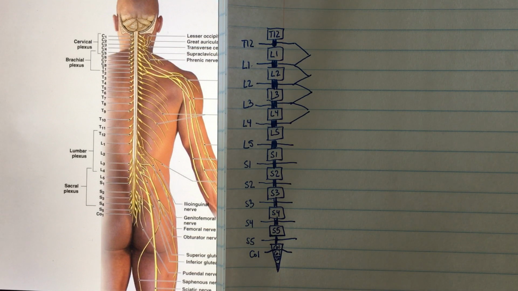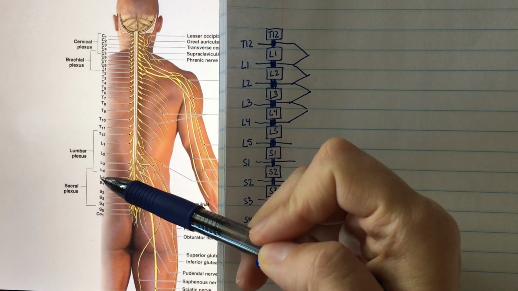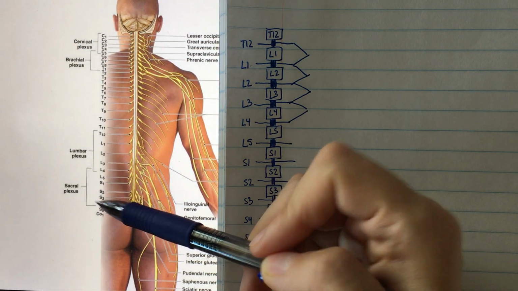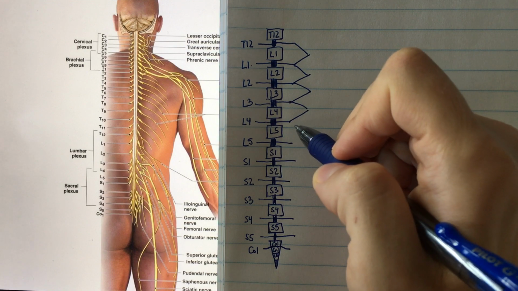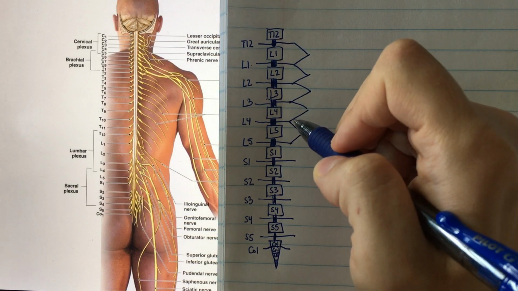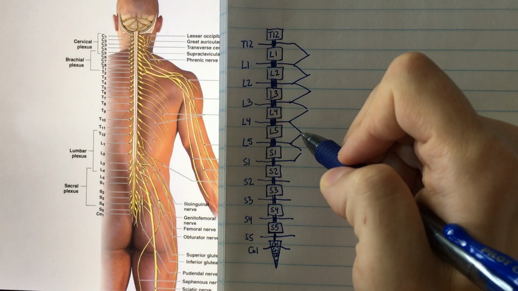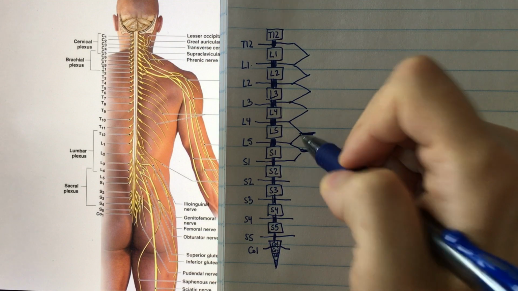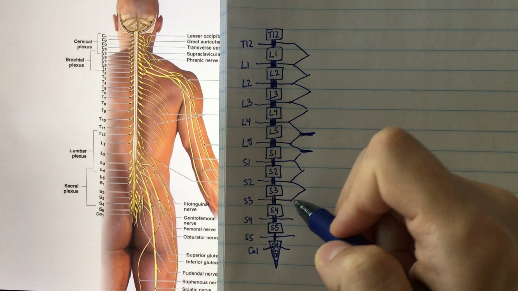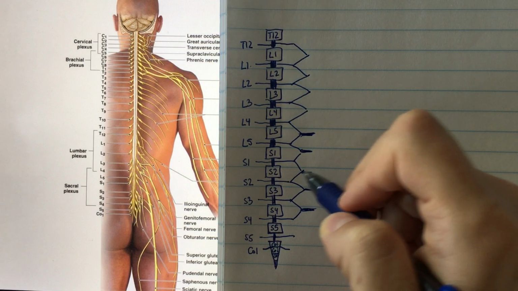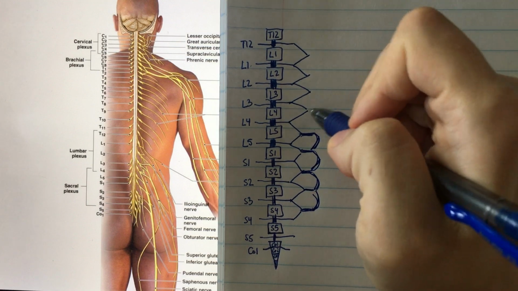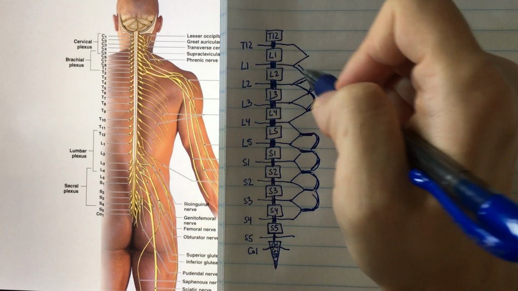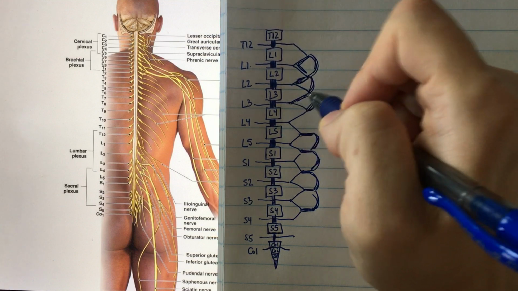I just wanted to quickly talk about the sacral plexus before moving away from this picture. A sacral plexus is formed between L4, L5, S1, S2, S3, S4. And so we're going to have L4. So this is going to be a separate plexus, L4. Sacral plexus, S1, S2, S3, S4. This is the sacral plexus, and this is the lumbar plexus. Just kind of a rough diagram. Okay.